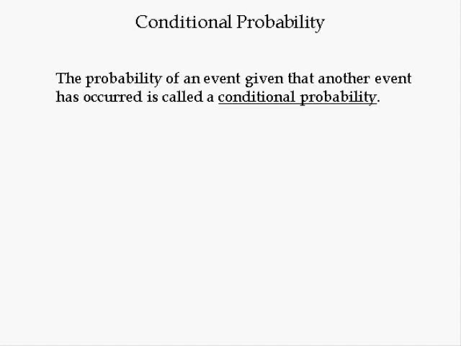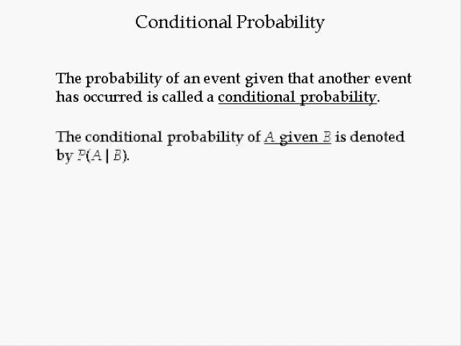The probability of an event given that another event has occurred is called a conditional probability. Conditional probability was introduced in Chapter 2 when we constructed cross-tabulation tables and discussed Simpson's paradox. The conditional probability of A given B is denoted by P(A | B). The vertical line between A and B means "given."